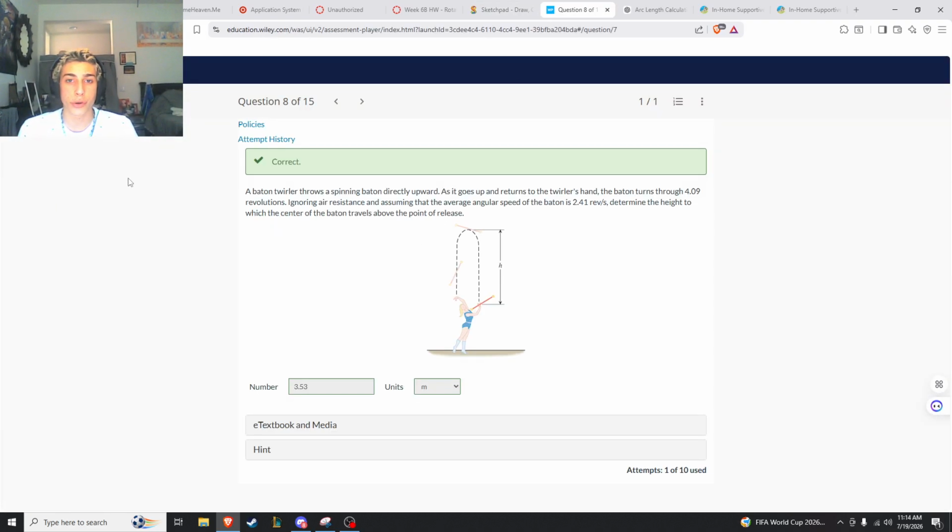A baton twirler throws a spinning baton directly upward. As it goes up and returns to the twirler's hands, the baton turns through 4.09 revolutions. Ignoring air resistance and assuming that the average angular speed of the baton is 2.41 revs per second, determine the height to which the center of the baton travels above the point of release.